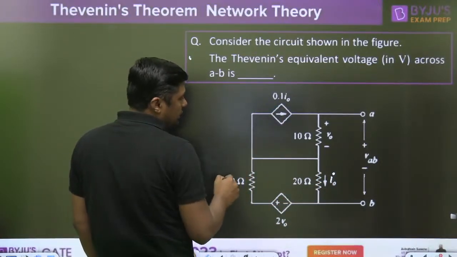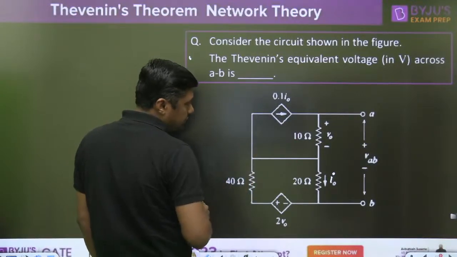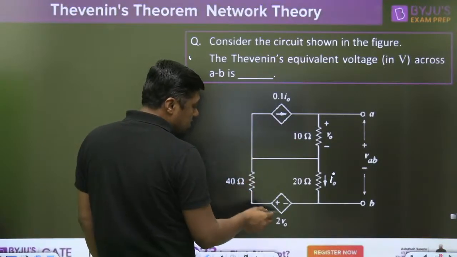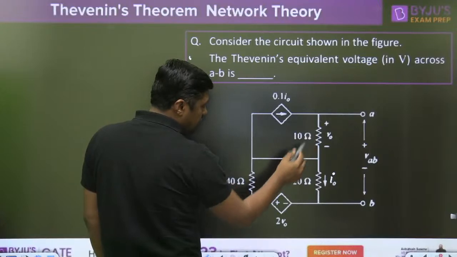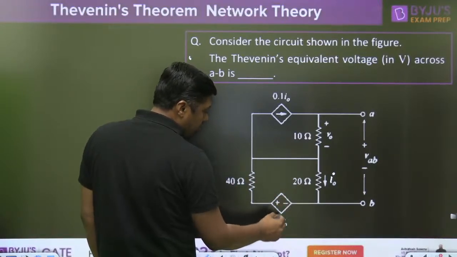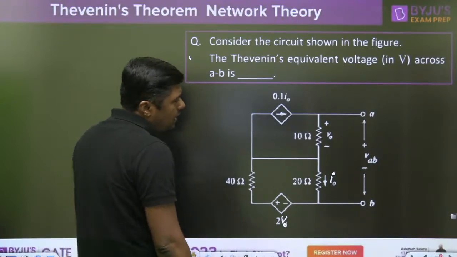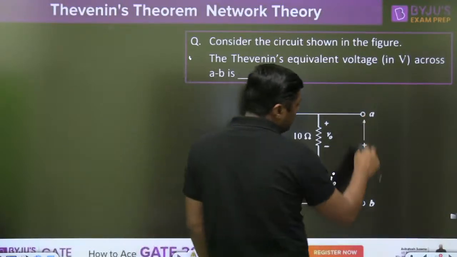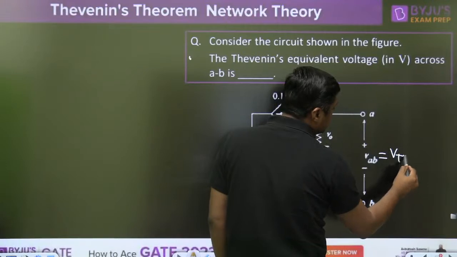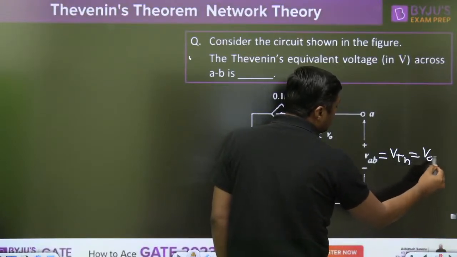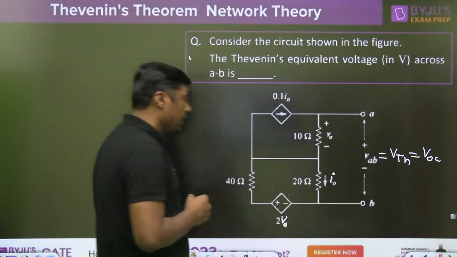0.1 I naught. This is the V naught. And you have to find, this is the 2 V naught, this is the voltage across, this is the V naught, and that is the dependent source 2 V naught. Now, you have to find the Thevenin across A and B, that is the VTH. This is called the open circuit voltage across A and B.